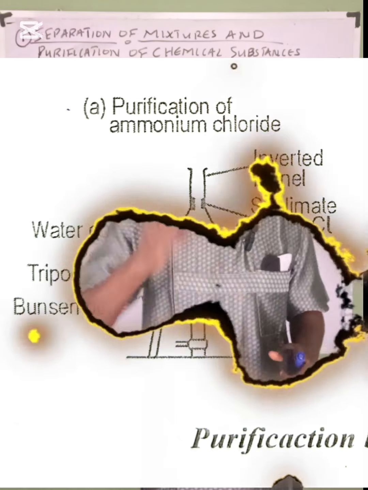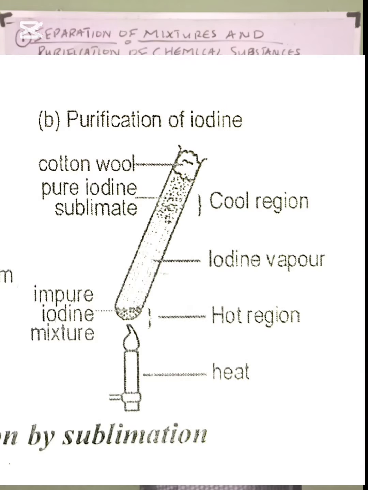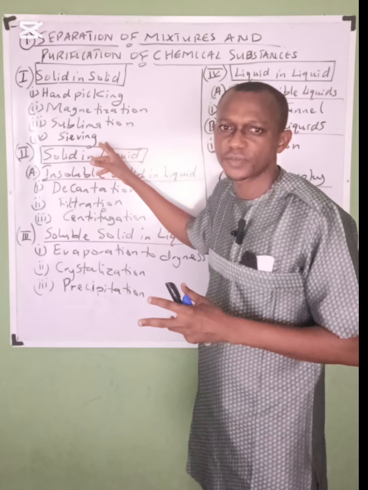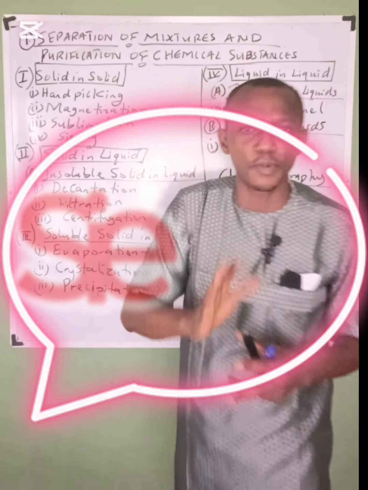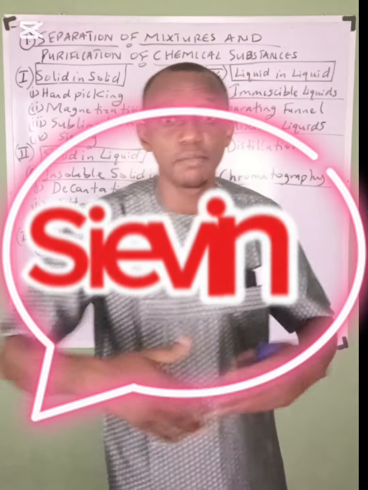When you are heating it, you heat in something like a test tube, and you have to collect it. I will still go into the details of that. Okay, sieving is very popular. We use it in garri mill, we use it in mill.